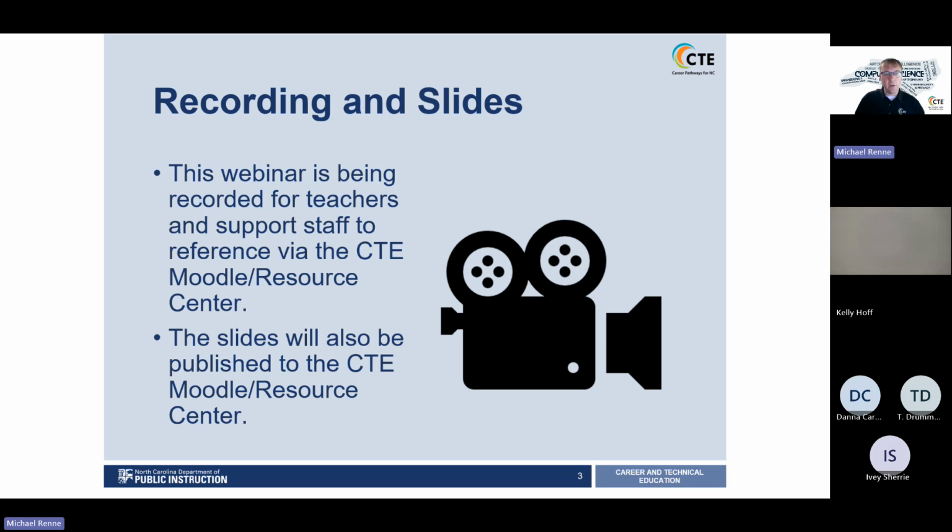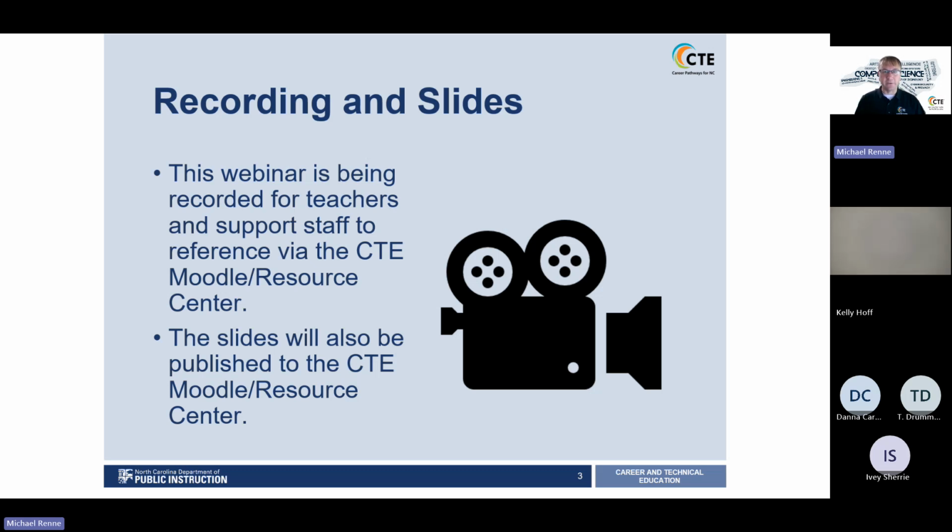So if you didn't know, CTE at DPI is moving away from Moodle. Yay, for most people, I think that's exciting. Starting July 1st, so that's less than a month away already, which is wild, we'll be moving to what we're calling the CTE Resource Hub, and that's going to be hosted in Canvas. Teachers and educators across the state will be able to access that via NC Ed Cloud, so no more separate login to Moodle. We're really hoping that's going to help a lot of things.